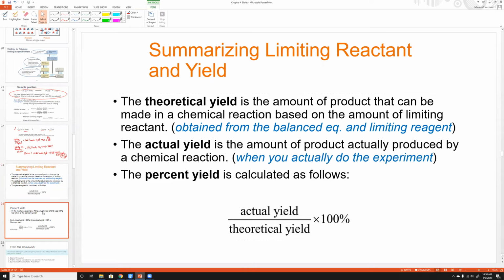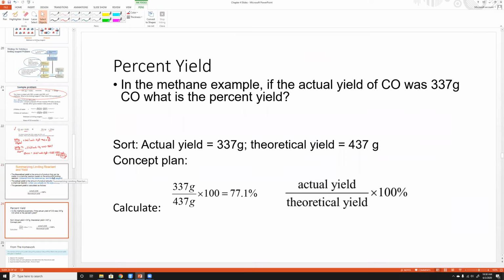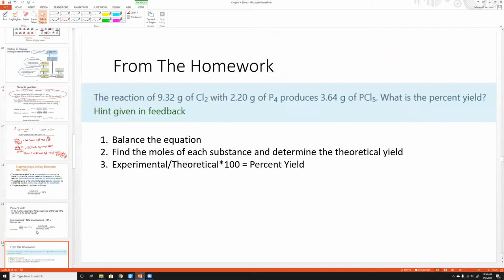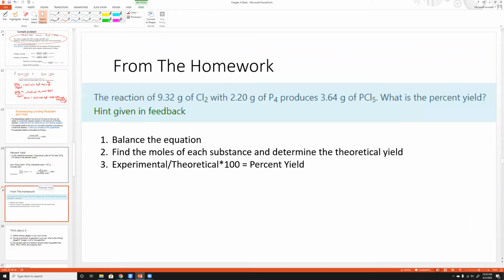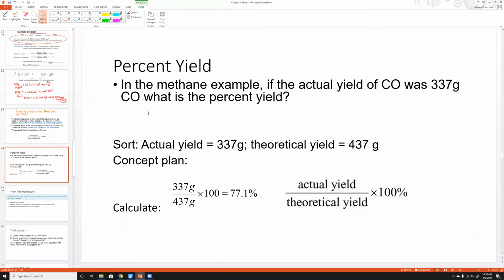So we can do a comprehensive problem. Here's how it works. We'll do a big comprehensive problem from the homework. But in this methane example, if the actual yield was 337, what was the percent yield? We figured out that the theoretical yield was 437. So you do 337 divided by 437 times 100, which is 77.1%, which for some reactions is pretty good.